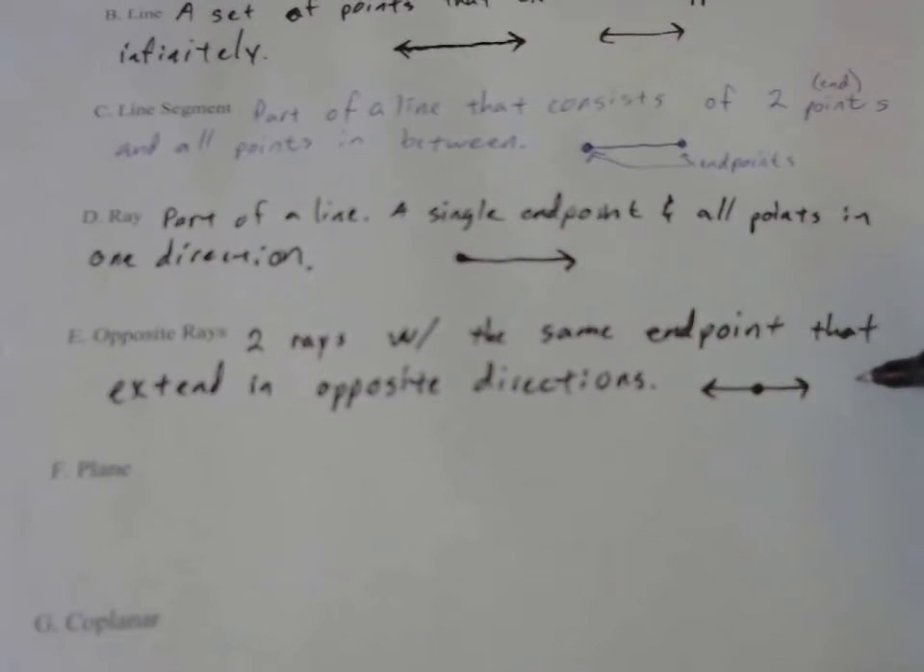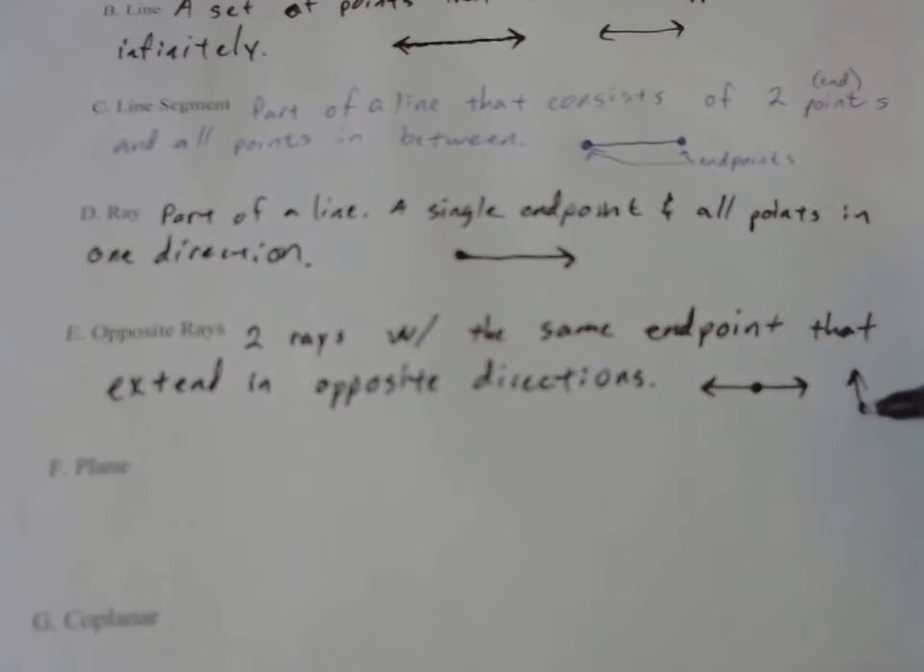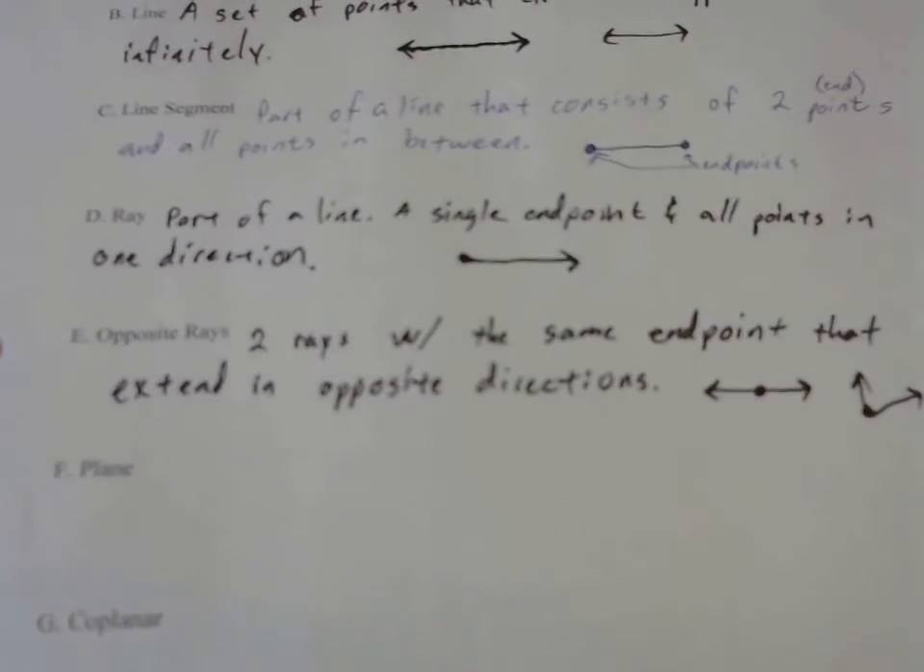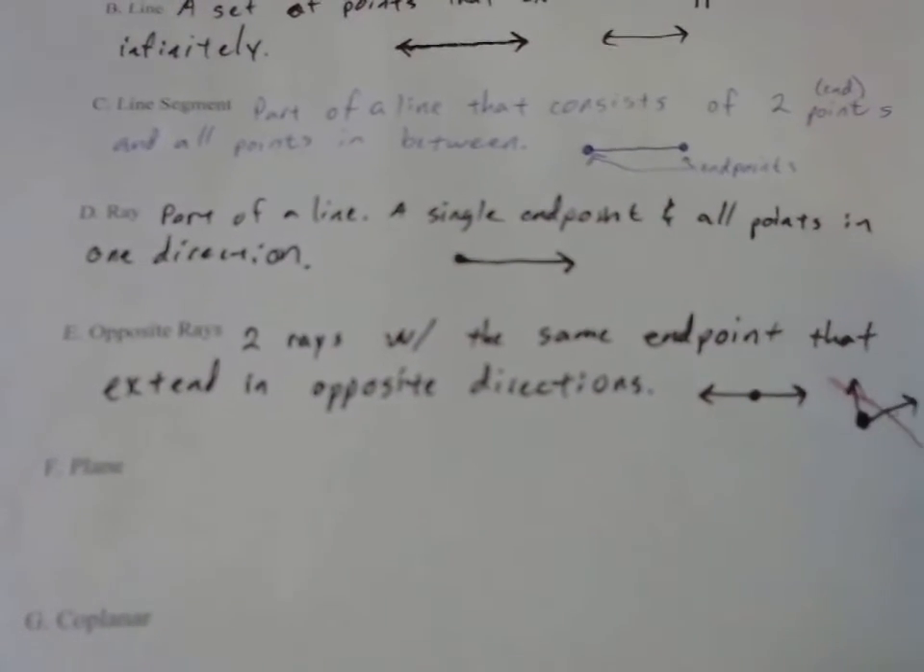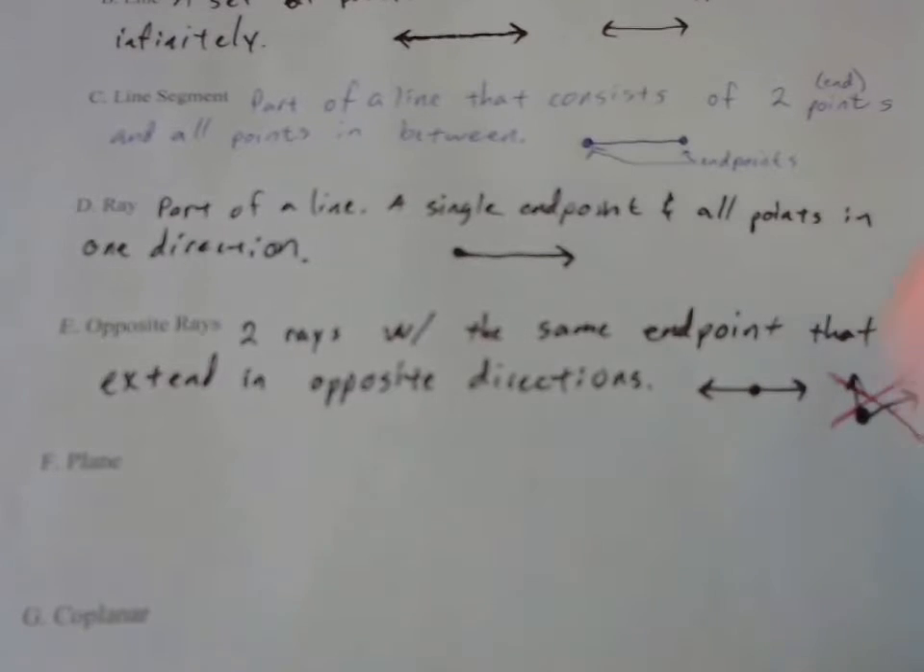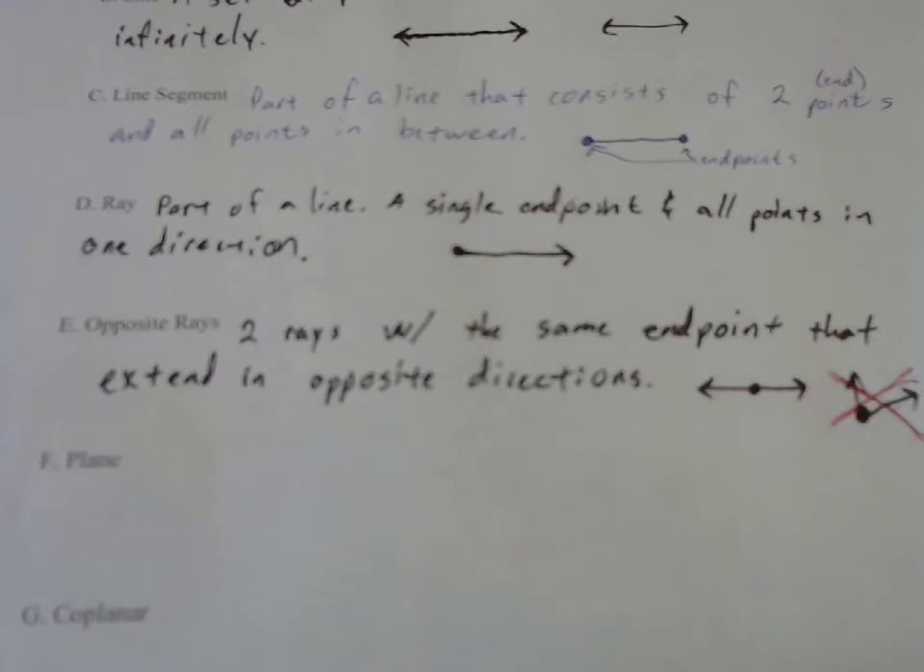They are not opposite rays just because they share endpoints. So like this right there, that's two rays that share an endpoint. This is not an opposite pair of rays. In fact, we have another name we'll talk about for those. It's called an angle. Hopefully you guys have seen it before.